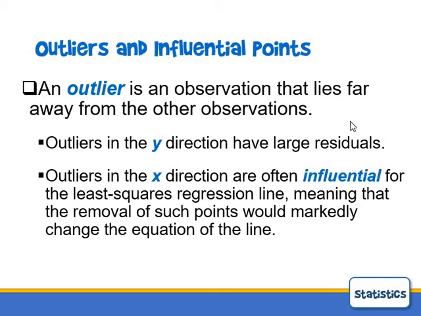Outliers in the x direction, we say, are often influential because in order to minimize the distance from the points, it's going to have to follow those that are way off in the x direction. Okay? Let me show you that with GeoGebra.